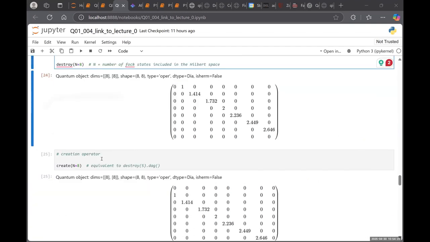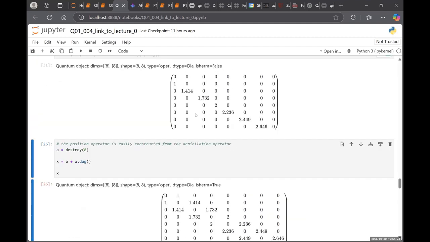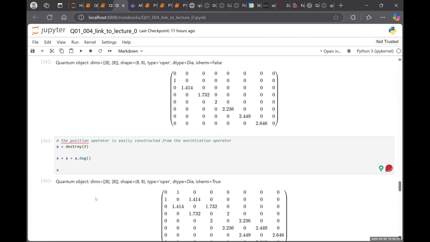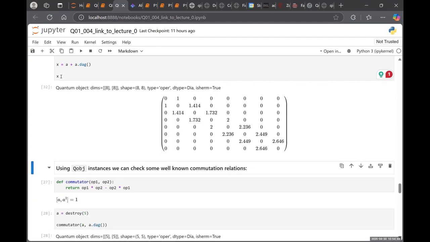This creation operator is basically the emission contribution. And you could also add x, which is proportional to the position operator in some units of mass, frequency, etc. This is not a polyact. This is the position operator.